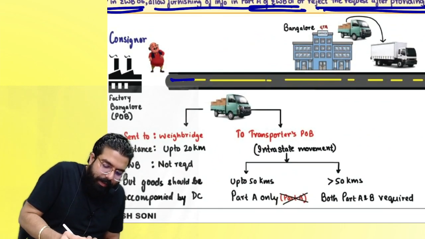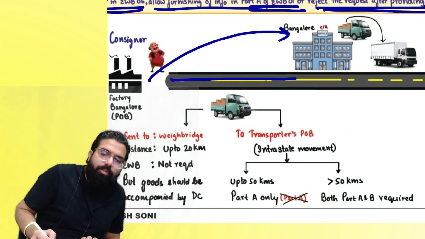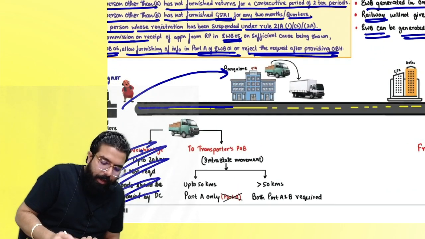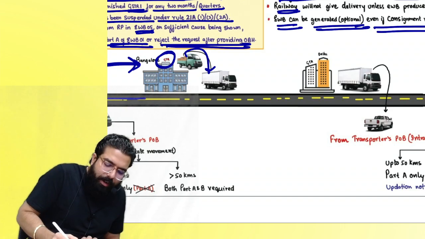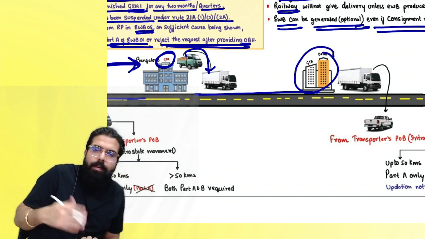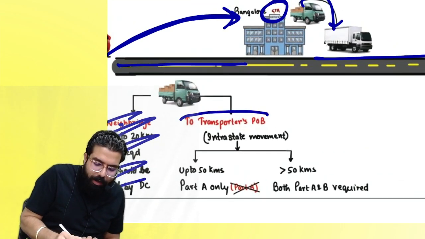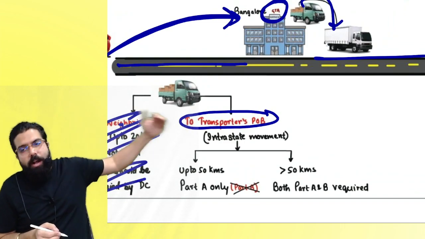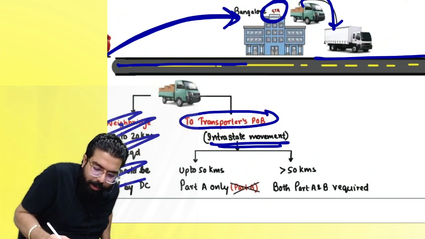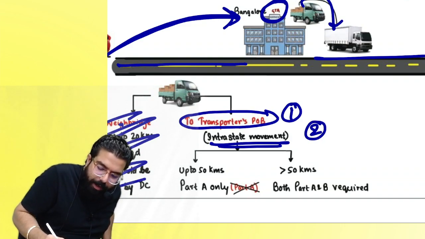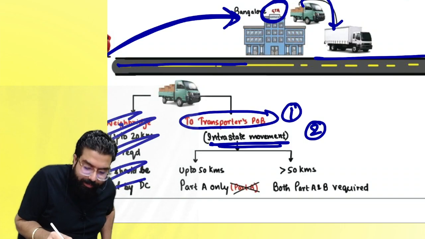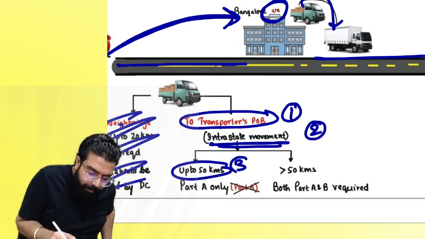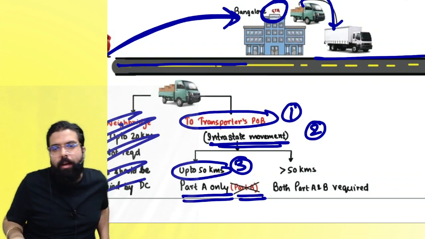I am sending the goods from my premises to the goods transport agency, who will load them in a truck and take them to Delhi. So the government is telling, when you are sending the goods to a transporter, number one, intrastate, number two, movement up to 50 kilometers, you can fill Part A and send. You don't have to fill Part B.